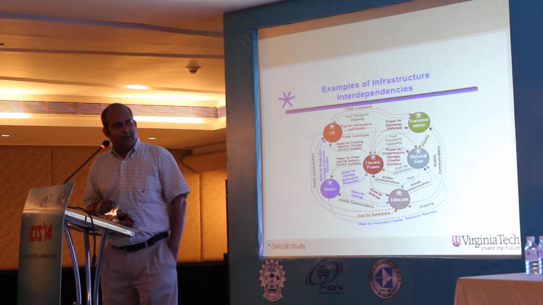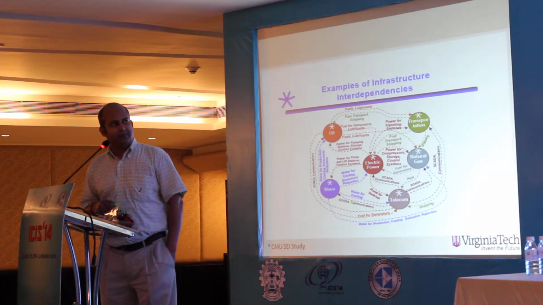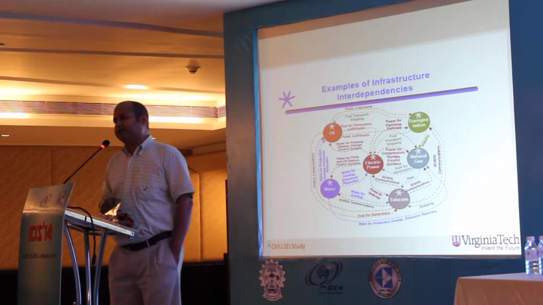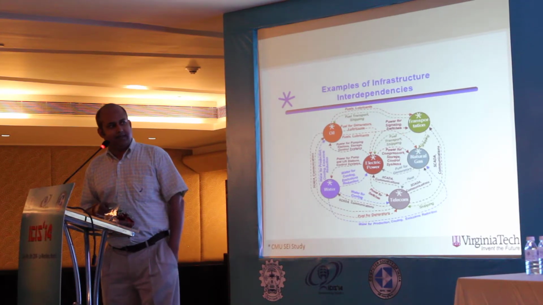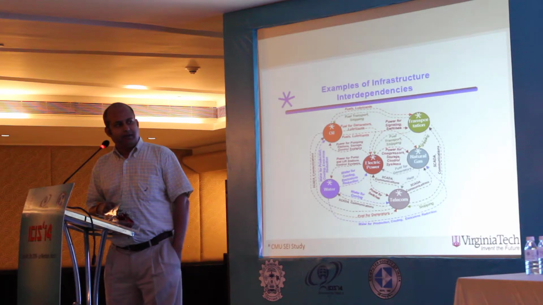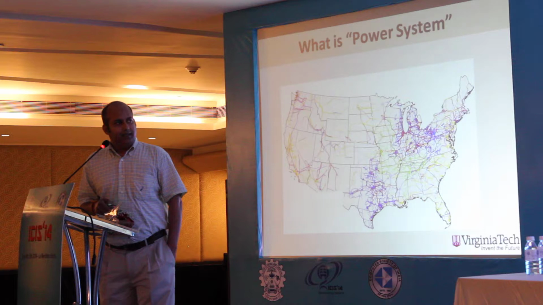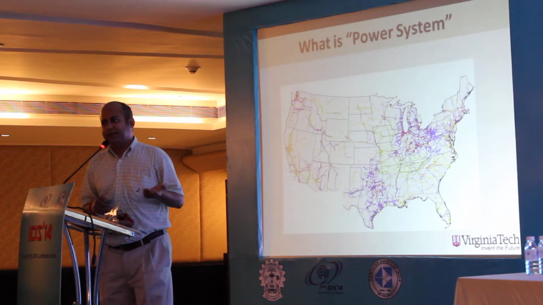For example, power is related to natural gas, which is related to transportation, which is related to the oil infrastructure. Electric power is also related to water infrastructure, and telecom infrastructure affects all of these things. So this is a very complex interrelationship, and the study that we did was to study the interdependence between electric power and the communication infrastructure. As I already mentioned before, I started with what an electric power grid is.